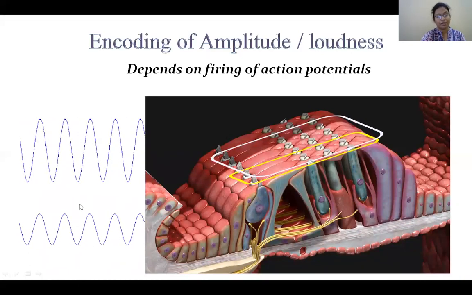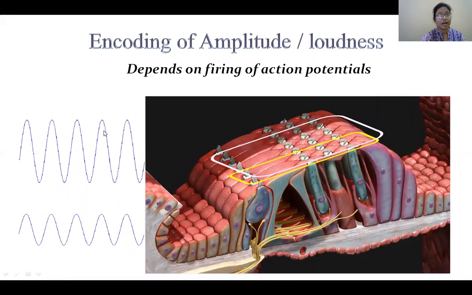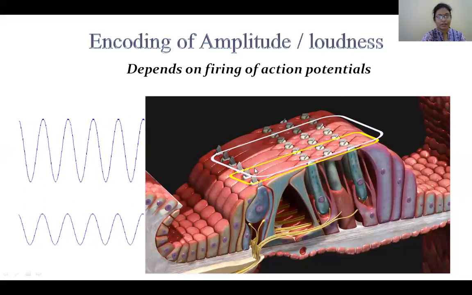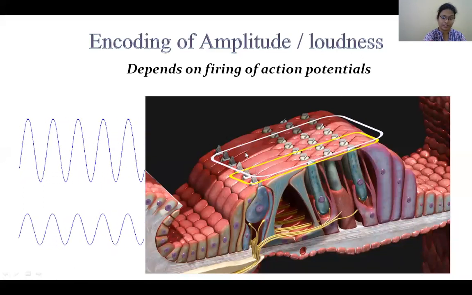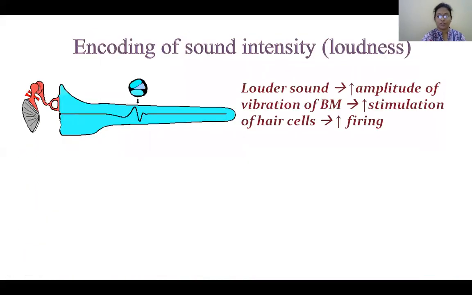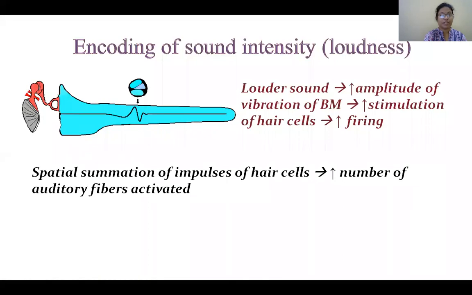So, if the same frequency of sound but with higher amplitude, meaning more loudness, reaches the organ of Corti, it causes more firing of the hair cells. So, we can say that a louder sound causes more vibration of amplitude on a larger scale, which causes more stimulation of the hair cells, or more of the hair cells are getting stimulated, which results in increased firing. So there occurs spatial summation of all these impulses leading to more activation of auditory fibers.